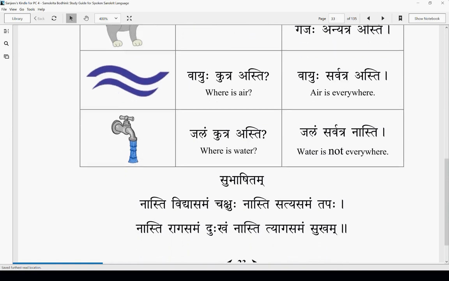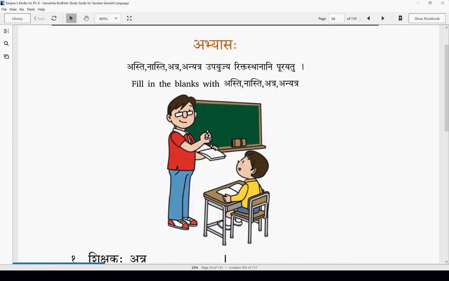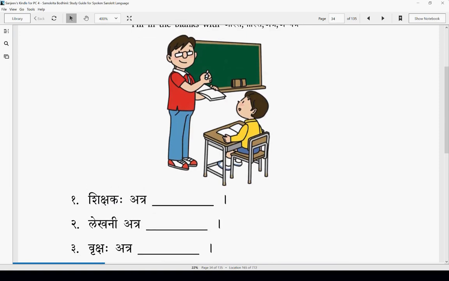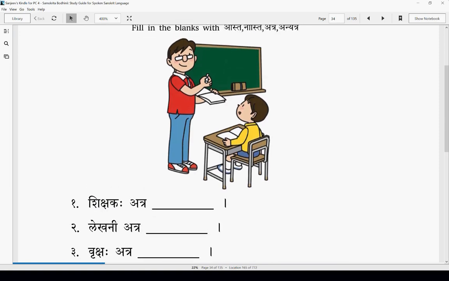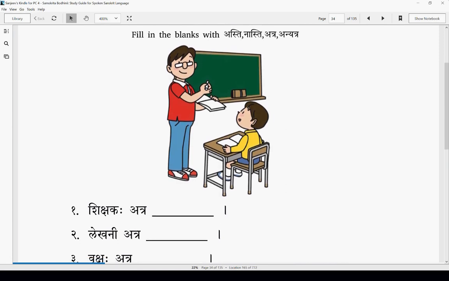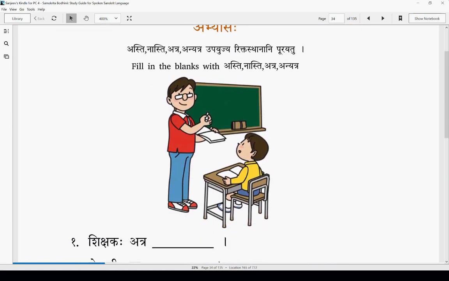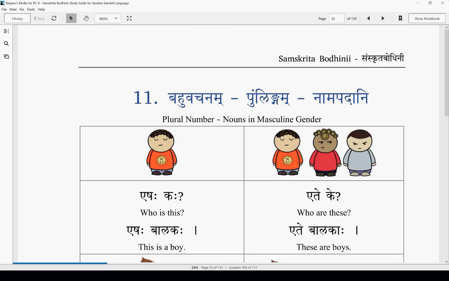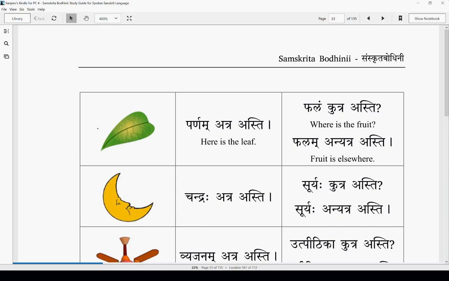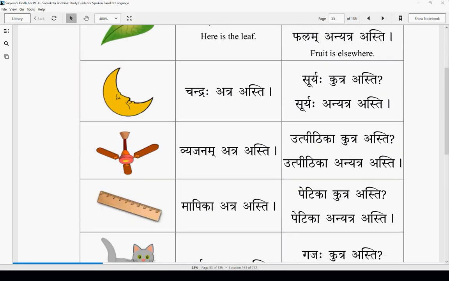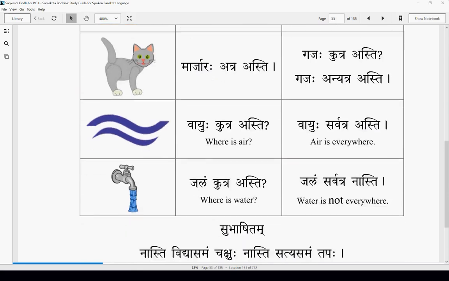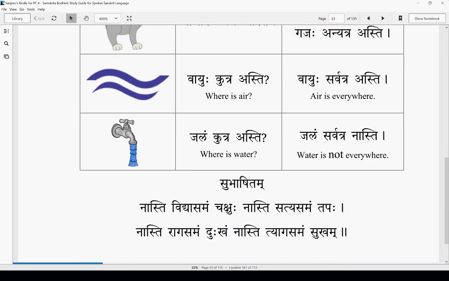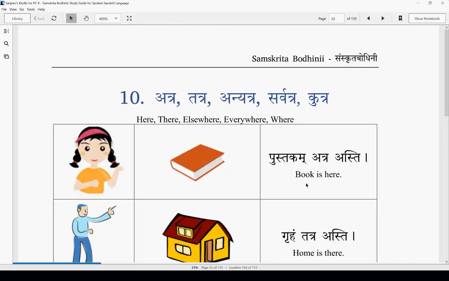All right. What is the next one? There is abhyasa. Abhyasa, you can do it, or I'll also send it later. This one we can do next time. I think we'll do the Subhashitam and we'll stop. Subhashitam. You want me to read it? If somebody can read. Who wants to read?